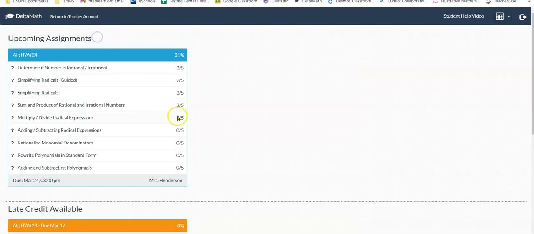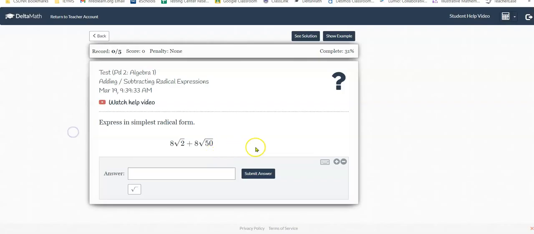All right, did 3 from that section. Let's go to the next one, adding and subtracting radical forms. You cannot add radicands that don't match. You have to have common radicands, just like you have to have common variables, right? Or common denominators. 8 square roots of 2 plus 8 square roots of 50.